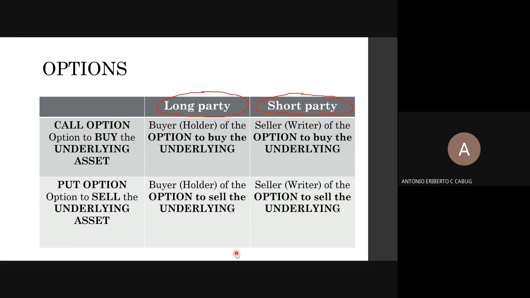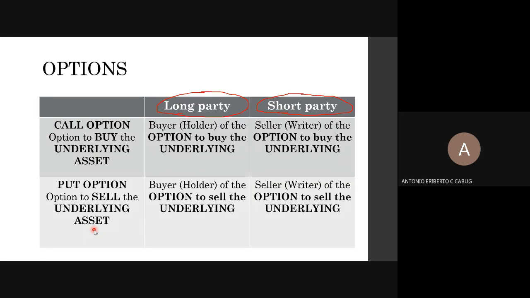Okay? Again, who you are when it comes to the option contracts depends on whether you are the writer or seller of the option, or you are the buyer and therefore the holder of the option. Sir, paano ko malaman kung ano yung relationship ko sa underlying asset? Well, it depends. For a call option, the option holder has the right to buy the underlying asset. For a put option, the option holder has the right to sell the underlying asset.